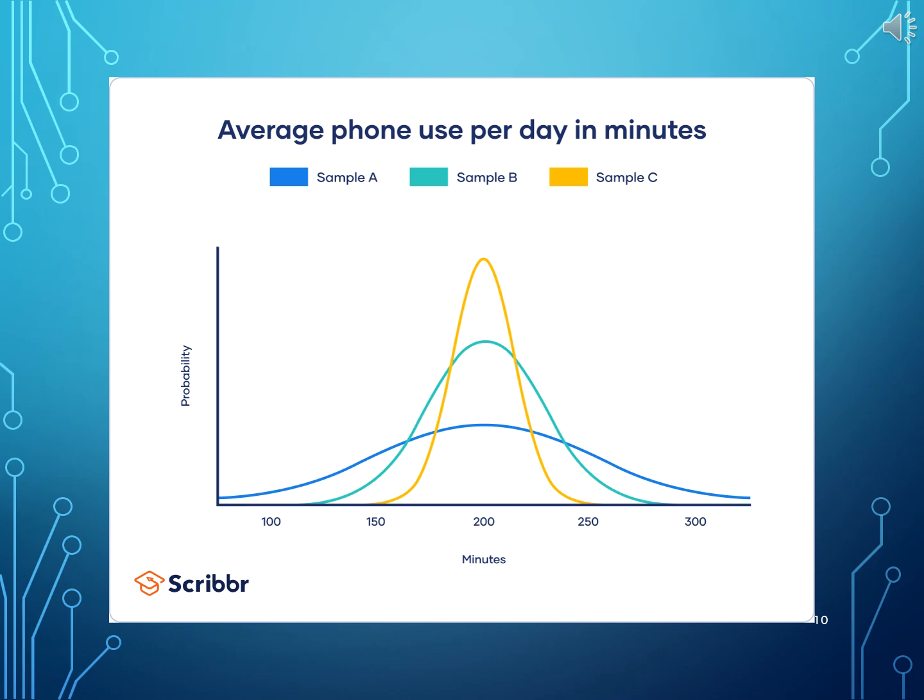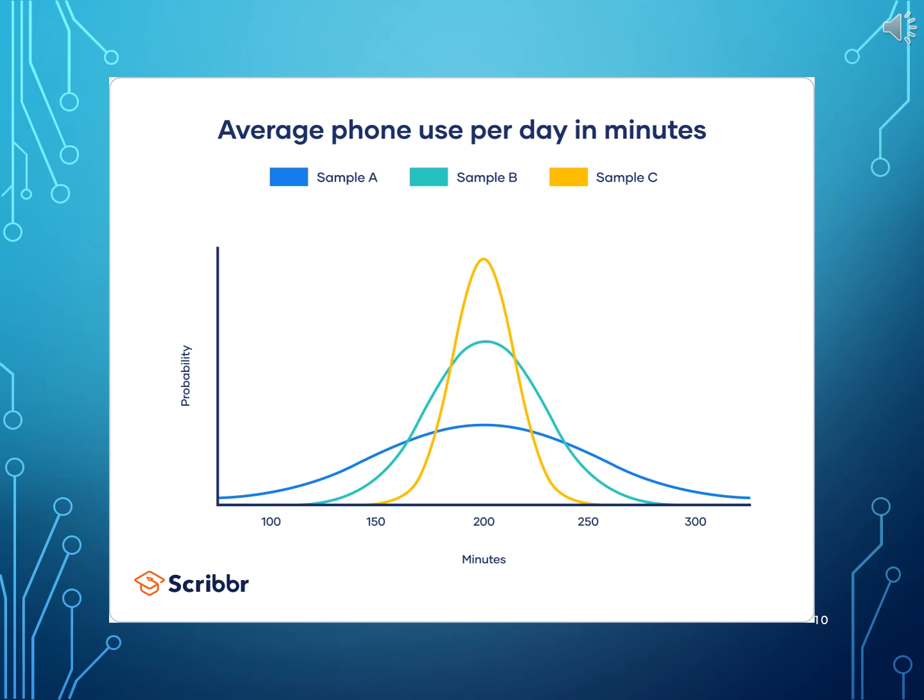But for the sake of example and this graphic, all of the means, all the averages of phone use, are exactly the same. But you can see that there's a lot of different variability between the 3 classes, right? There's lots of different spread between the classes.